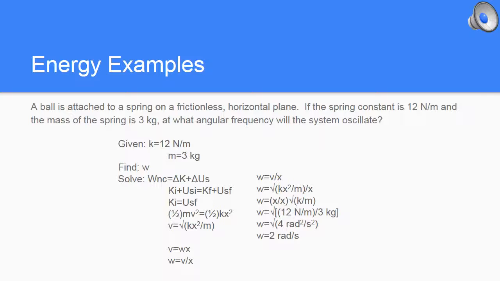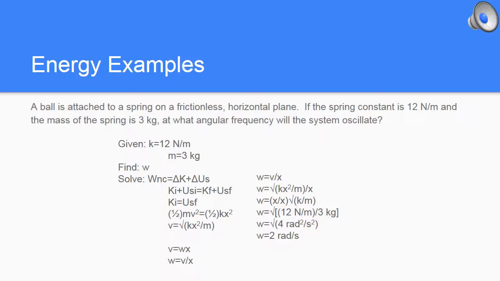And then we're going to solve for the angular frequency, and we're going to use the equation velocity equals the angular frequency times the distance, and then we are going to solve for angular frequency. So we're going to have the angular frequency equals velocity over the distance, and then we are going to plug in the square root of kx squared over m as velocity. And so we're left with W equals the square root of kx squared over m, over x.